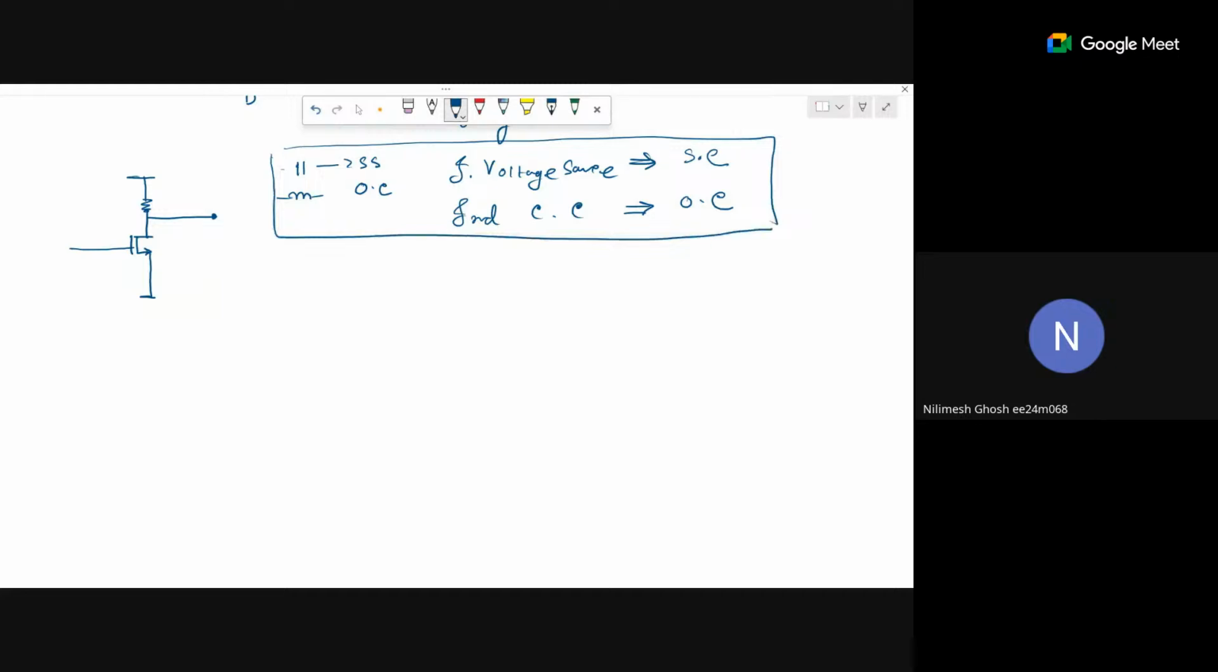A capacitor in small signal will act as a short circuit. An internal independent voltage source in small signal acts as a short circuit. An inductor is an open circuit. A current source is an open circuit.